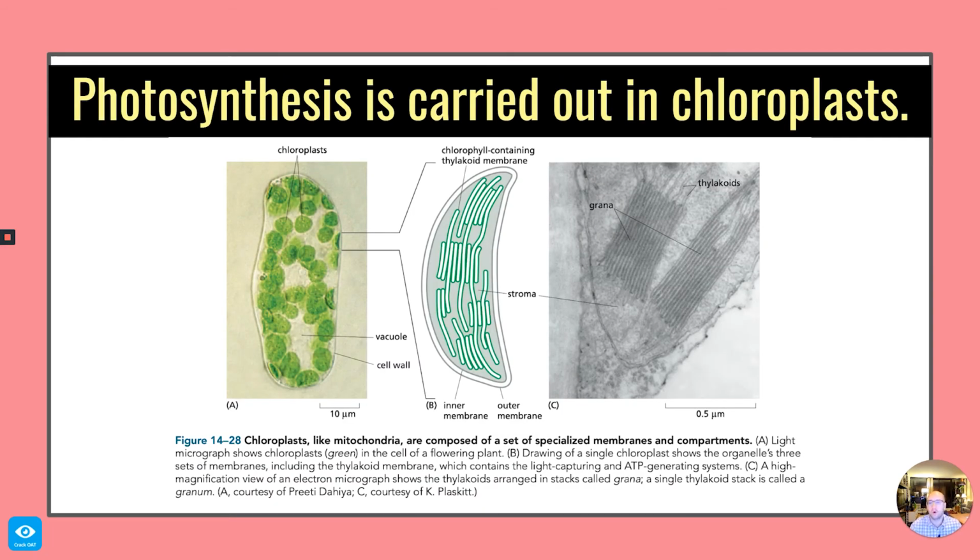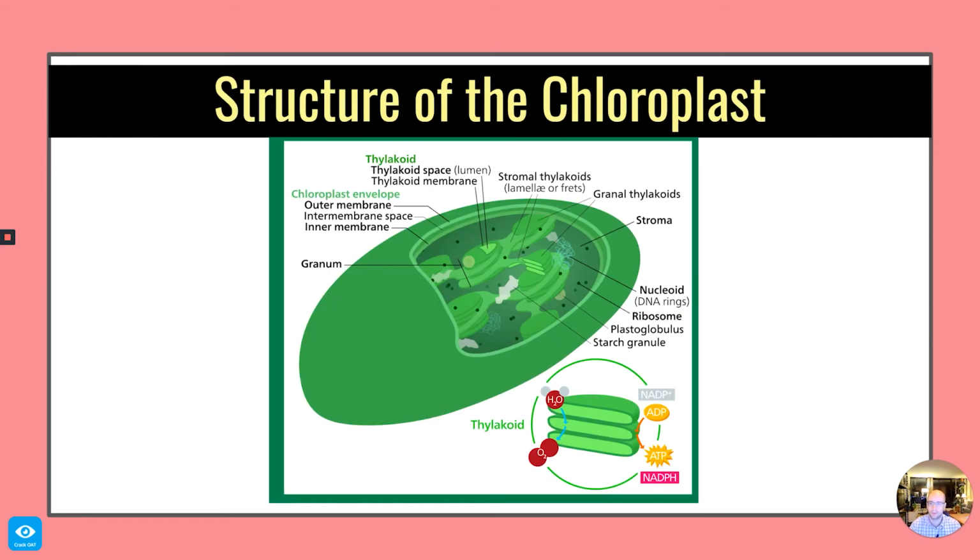Photosynthesis is carried out in chloroplasts, and these are the organelles in the cell that contain chlorophyll. Here's a structure of a chloroplast. You can see that the chloroplast has an envelope, an outer and an inner membrane, and also you can see an example of a thylakoid. This is where photosynthesis is going to take place.